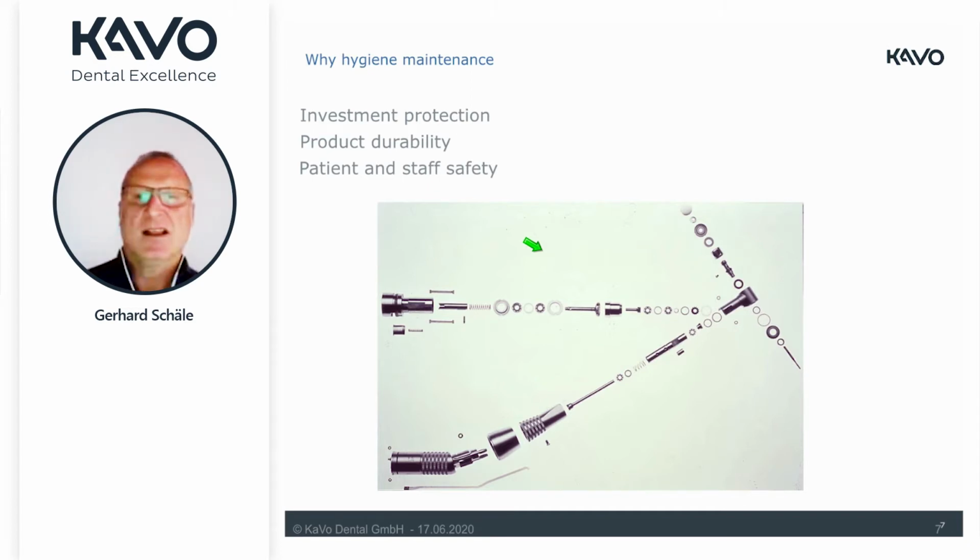Of course, this is not only the question of contamination. We want to hold your investment on a very high level. That means product durability is one important point, and which is also very, very important, we want to give all the safety for you, for your staff, and for the client.